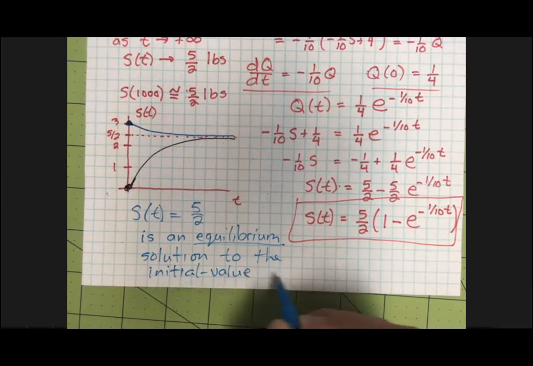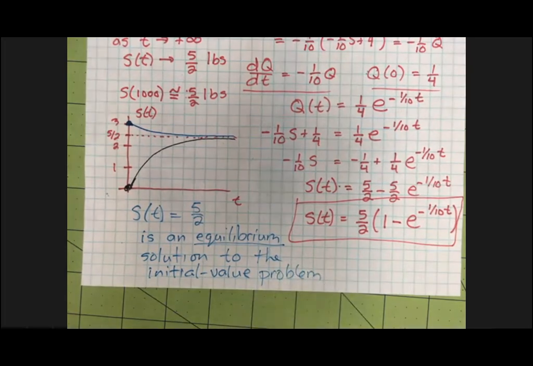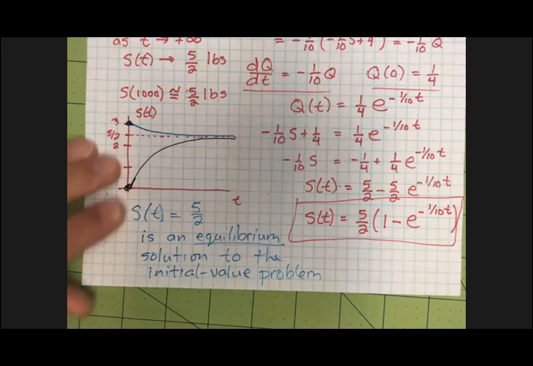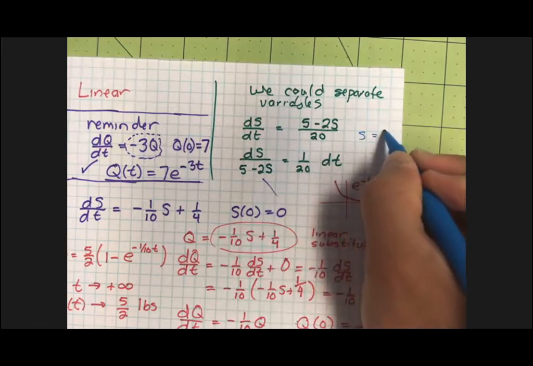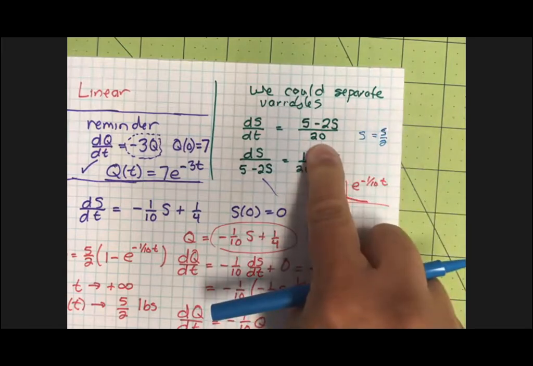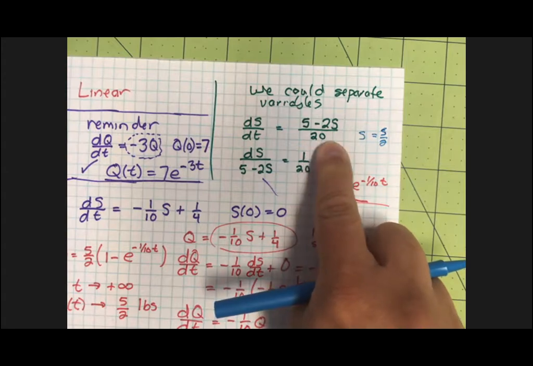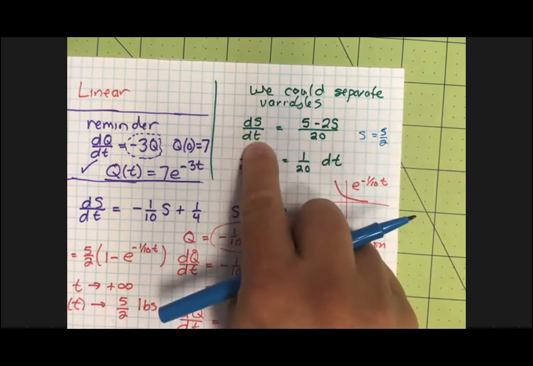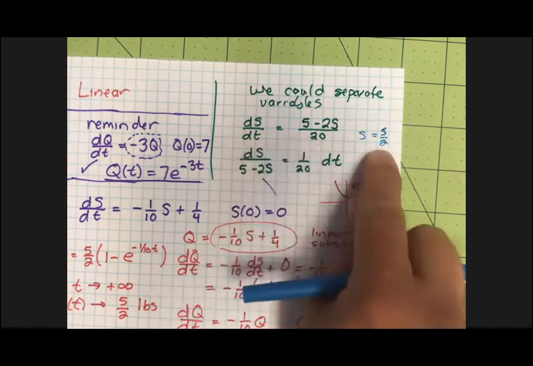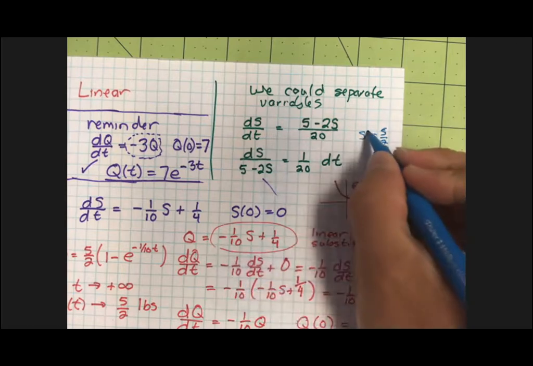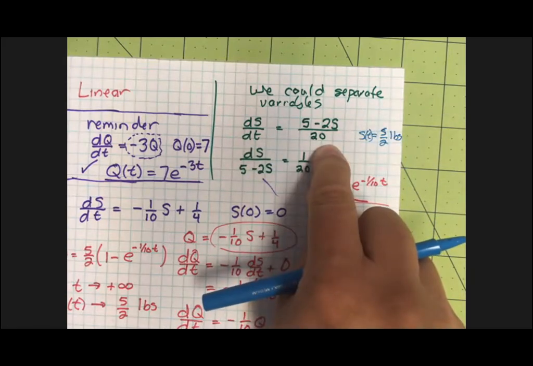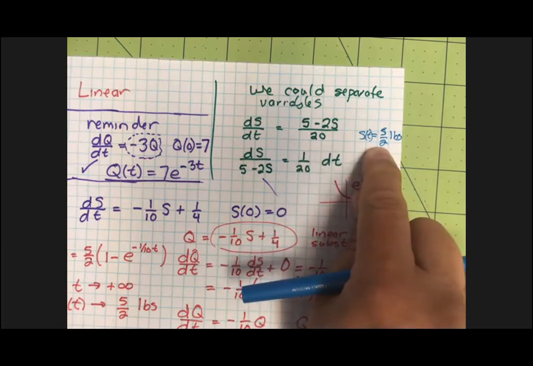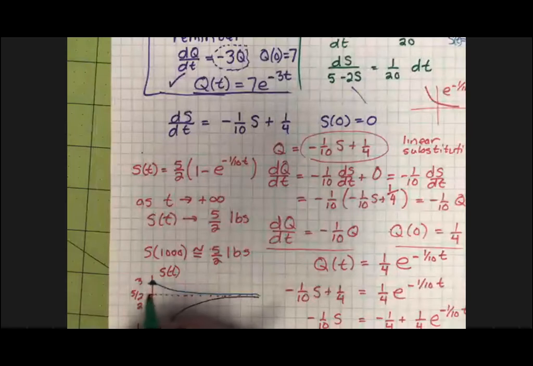I'm spending a good deal of time on this because this problem is very valuable, and I'll show you even more value in a second. Let's go back to the original problem as I wrote it up here in the corner and see why that's an equilibrium solution. s equals 5/2. What do you see from this fraction? That if s equals 5/2, the right-hand side is 0. And if s equals 5/2, the left-hand side is 0. So this constant function for all t, s of t equals 5/2 pounds, actually satisfies the differential equation. By existence and uniqueness then, it is the one and only solution to this differential equation that goes through 5/2 pounds.